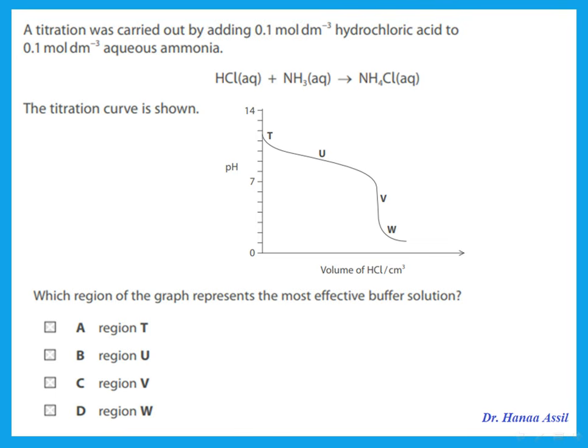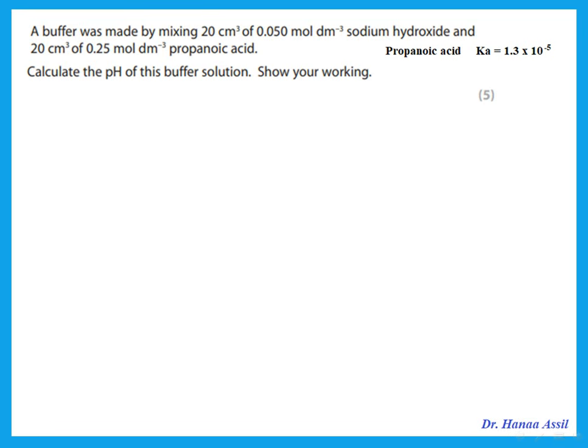Okay, then he says a titration was carried out by adding 0.1 mole per decimeter cubed of hydrochloric acid to 0.1 mole per decimeter cubed of aqueous ammonia. And he gives me a titration curve, and he asks which region of the graph represents the most effective buffer solution. Well, you look at the part of the graph in which there is no sharp change in the pH, so that is region U.